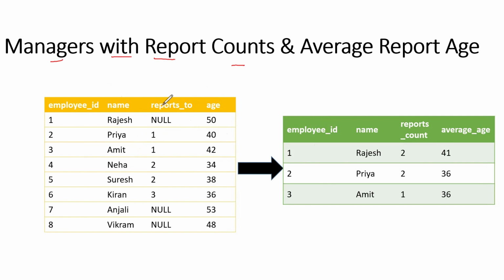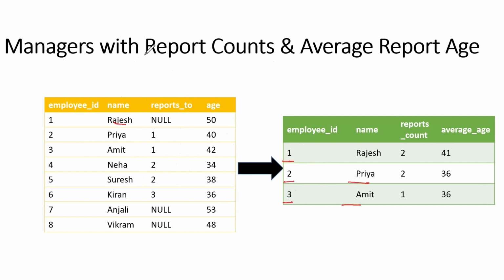So first you have to find who all are the managers. So all the employee IDs which are present in this column are the managers. Makes sense, right? So we have got one, two, three managers. Now, one is who? Rajesh. Two is Priya. Three is Amit.